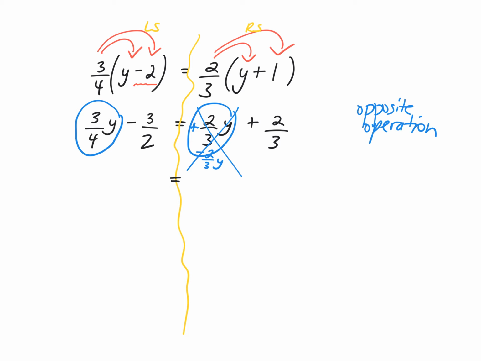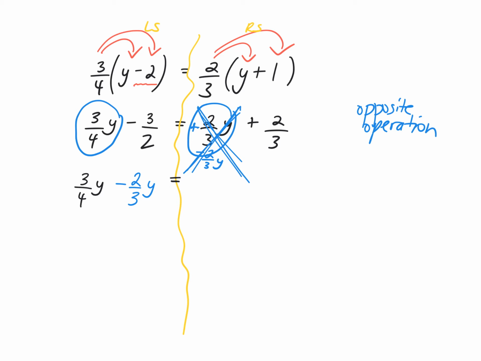Does that make sense? So in order to get rid of this, because I'm trying to isolate my variable, I want to get rid of that y from the right side, the variable term. So if I take it away from the right side, it's gone, right? So I have to take it away from the left side. So I have 3 over 4y, and I have to take away 2 over 3y because I did that on the right side. Whatever you do to the one side, you have to do to the other. Does that make sense so far?